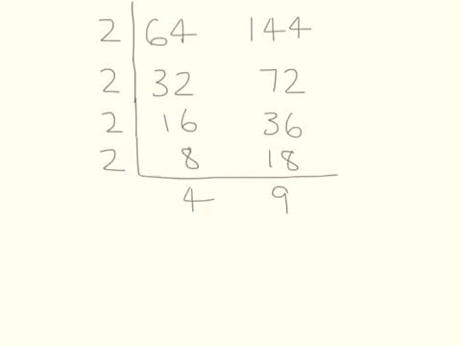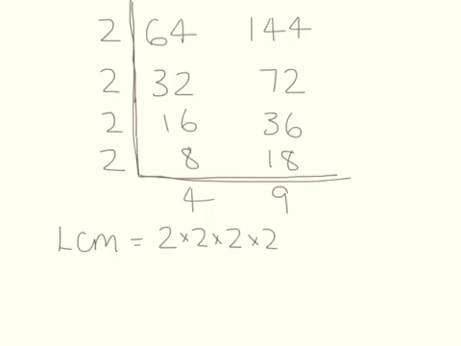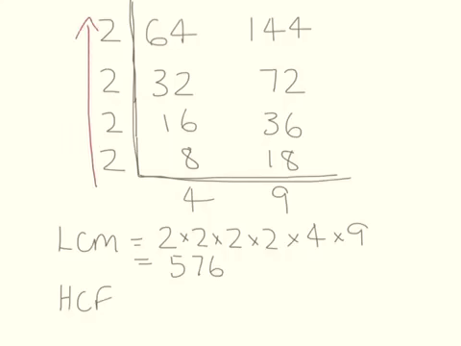So even though I chose different numbers, my lowest common multiple is still all the numbers multiplied together around the L. So I end up with 2 times 2 times 2 times 2 times 4 times 9, which is still the same answer as what we had before of 576. And my highest common factor is these numbers multiplied together that go up high, which is 2 times 2 times 2 times 2, which, just like before, was 16.